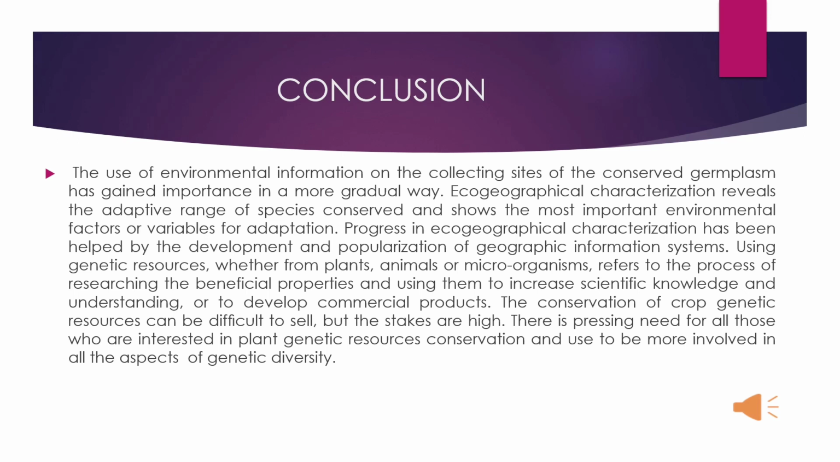So I'm going to explain the conclusion of this topic, which is that the use of environmental information on the collecting side of conserved germplasm has gained importance in a more gradual way. Ecogeographical characterization reveals the adaptive range of species conserved and shows the most important environmental factor or variable for adaptation. Progress in ecogeographical characterization has been helped by the development and popularization of geographic information systems.